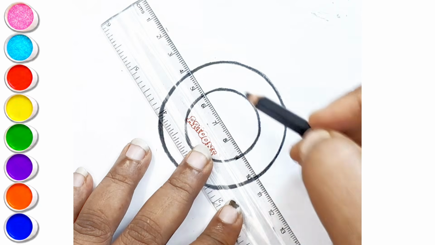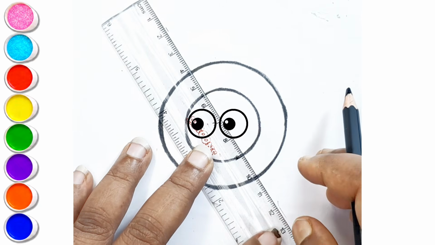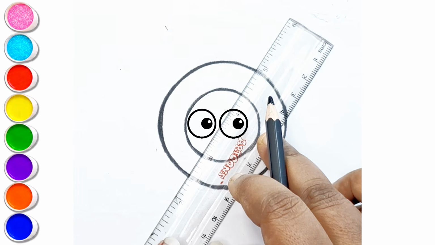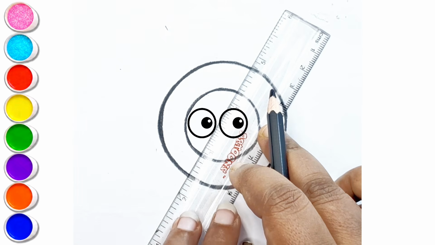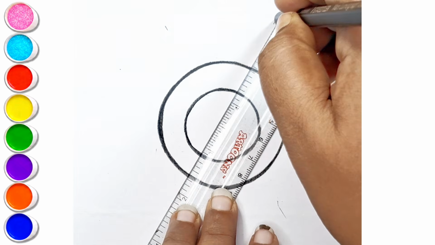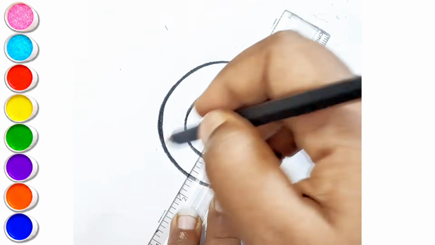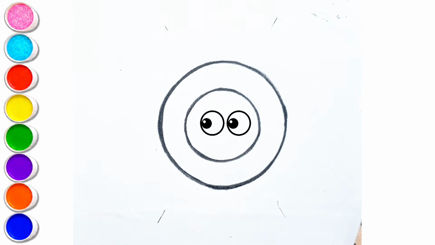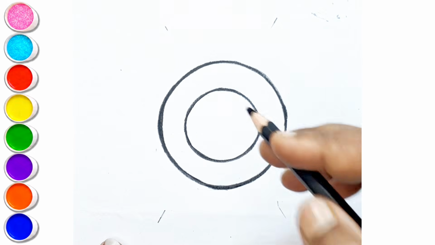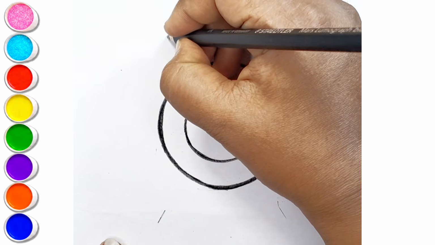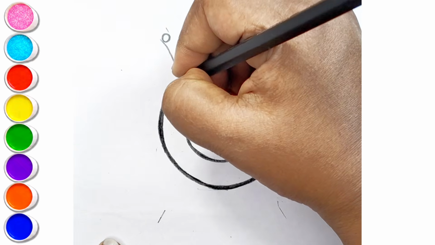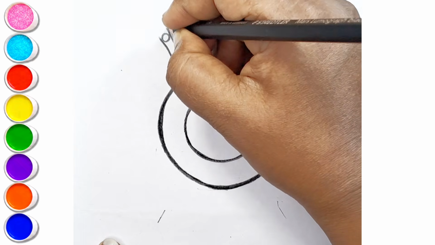In the next part, you take a ruler. Now, using a ruler, draw 4 dots on the 4 corners. Now, follow me and draw as I draw.